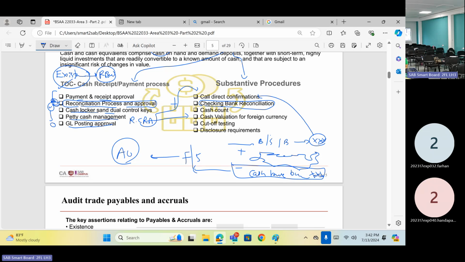What we can do is observe the cash count. Observe the cash count, right? If it is a bank, we can take a sample and observe the cash count. Once you are doing a cash count, definitely you need to count the physical cash, and different cash elements are there.